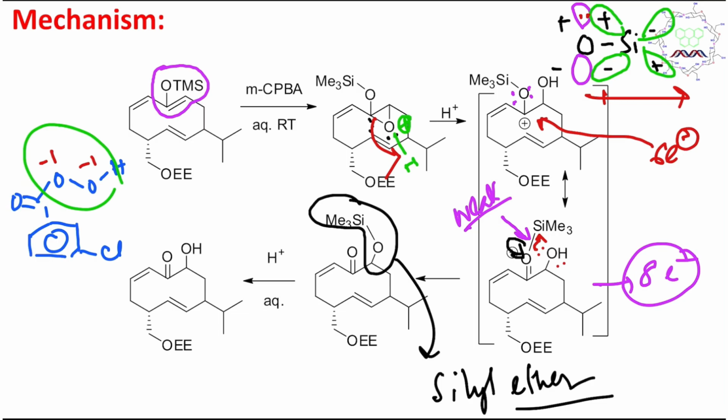Now in the next stage, this silyl ether undergoes hydrolysis in the presence of acid, and it produces an alpha hydroxy ketone. Why am I saying alpha? Because this is the carbonyl group and this is the alpha position of the carbonyl group. So this is an alpha hydroxy ketone. Now by the way, students, there may be a confusion: sir, what about this OEE?